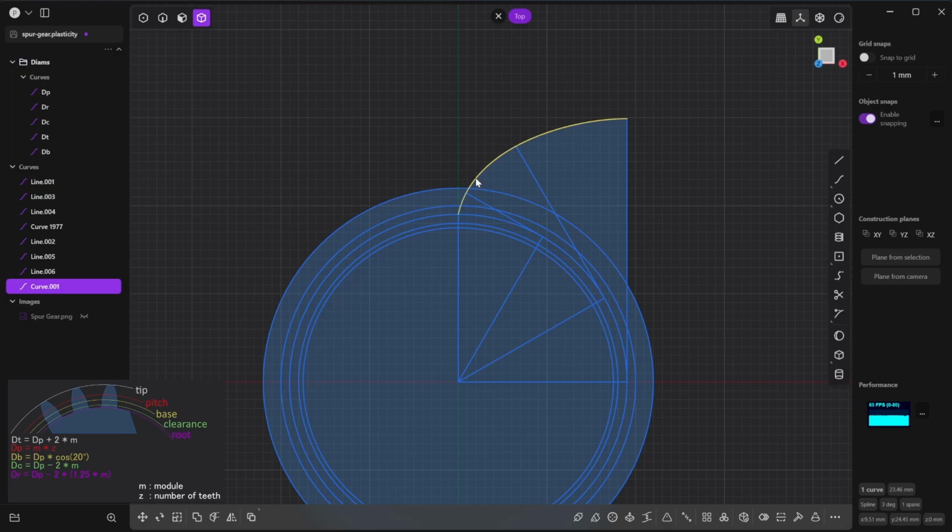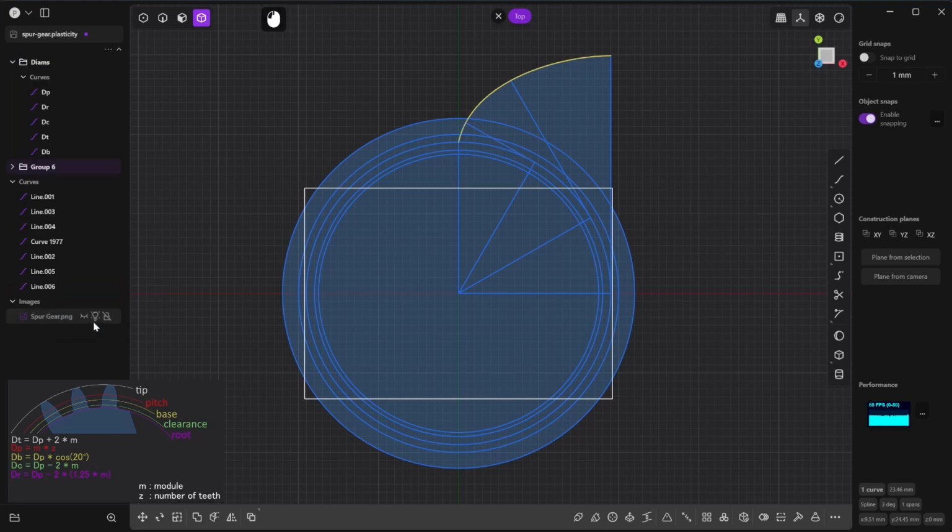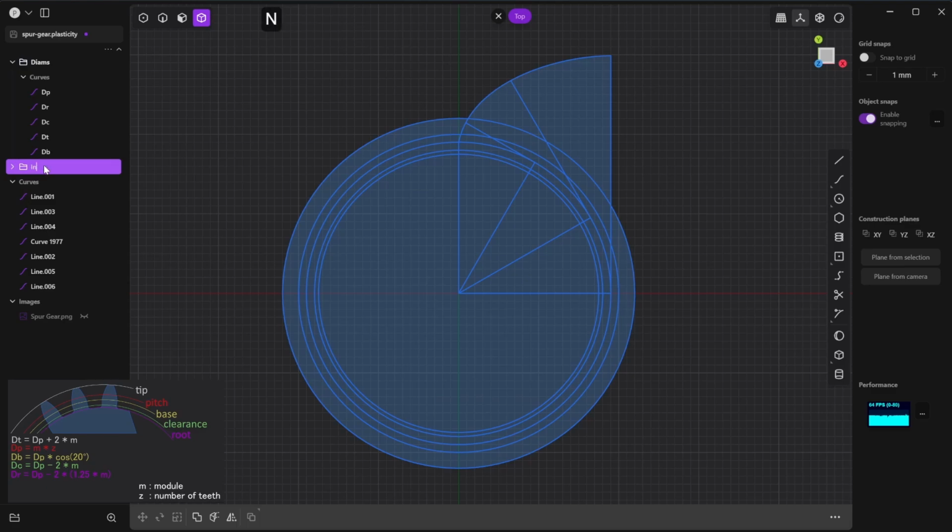So this curve represents one side of the shape of the tooth. Let's name this curve, and let's put them here, involute curves. And I can hide all these curves now.